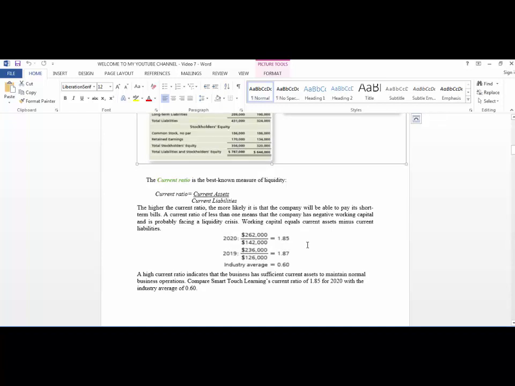So here there are two conditions: the current ratio is higher than 1, or the current ratio is lower than 1. What is 1? That's an indicator that the company has enough assets to maintain its normal operations. For example, in 2020 the company ratio is 1.85, in 2019 the company ratio is 1.87. So if we analyze, we can say that in 2019 the company has a slightly better position than 2020. What's the interpretation of that analysis?